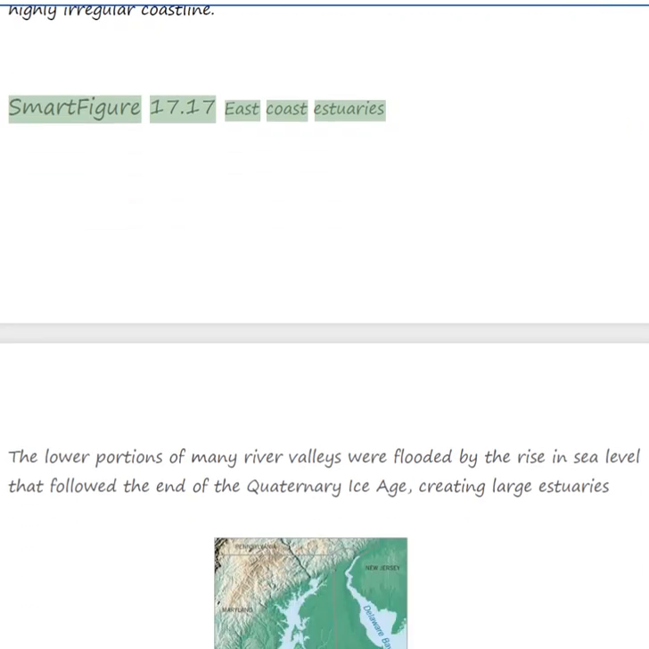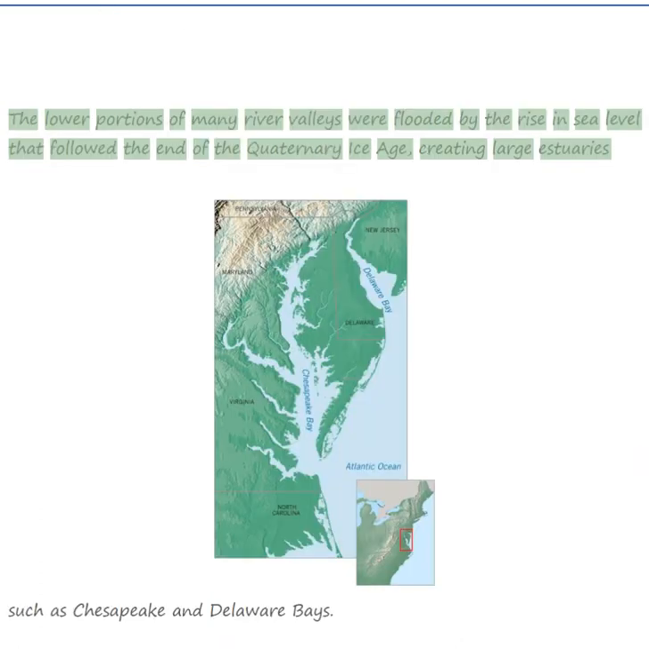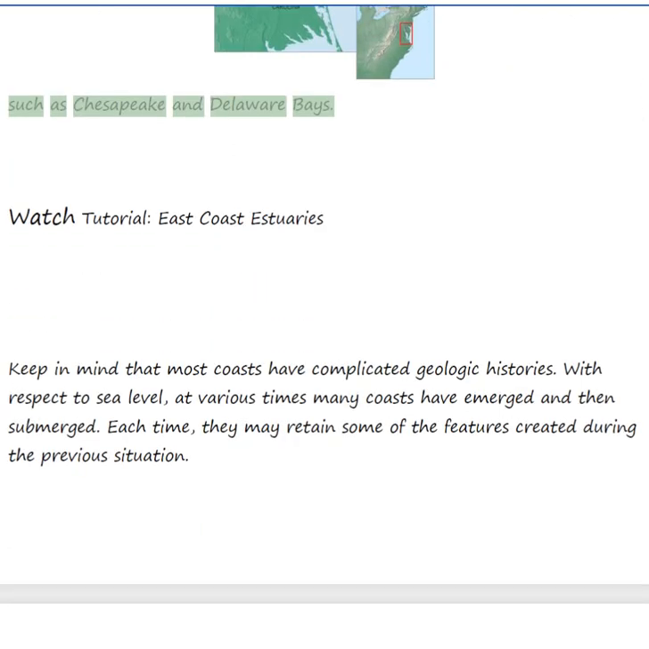Smart Figure 17.17, East Coast Estuaries. The lower portions of many river valleys were flooded by the rise in sea level that followed the end of the Quaternary Ice Age, creating large estuaries, such as Chesapeake and Delaware Bays.